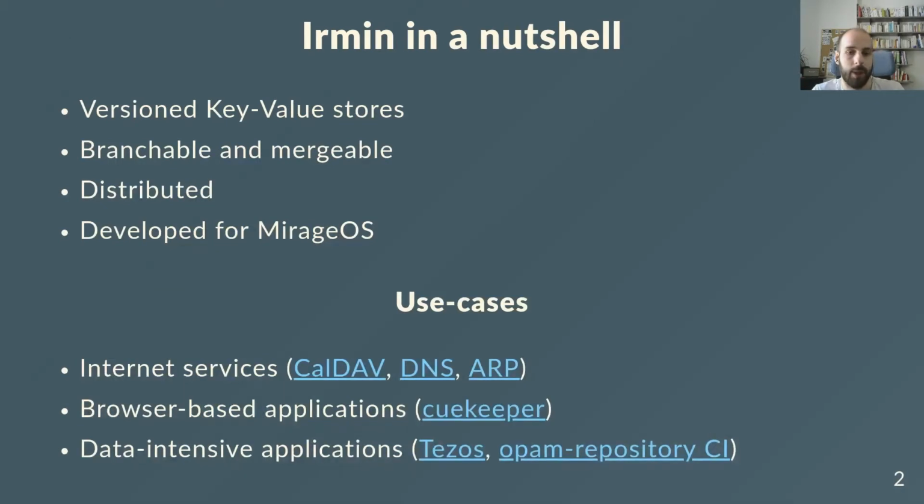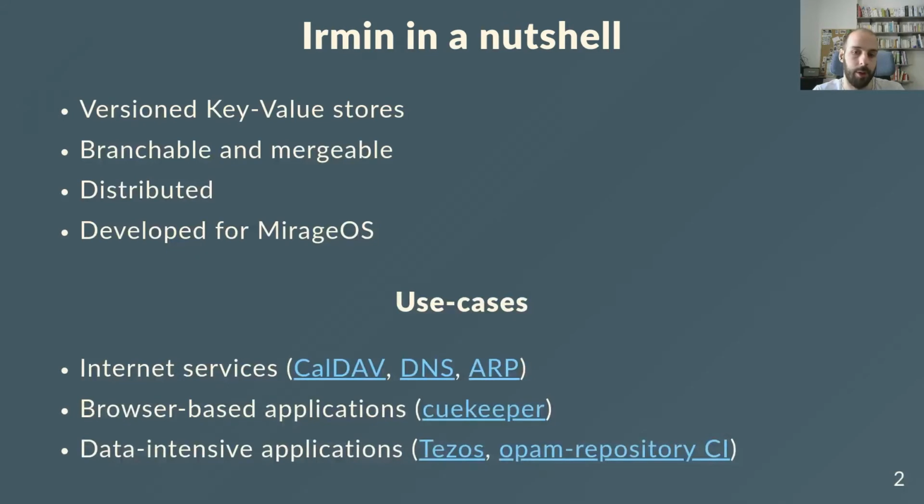So first off, what is Irmin? Irmin is a library built in OCaml that enables you to create versioned key value stores, and it follows the same design principles as Git. So as such, it also has some of the Git features. For instance, you can create branches and merge them.